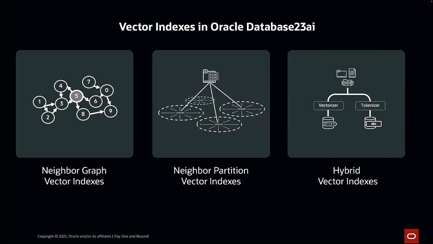Now, the third form of index that Oracle supports is a hybrid vector index. And this is where we combine a vectorizer and a tokenizer.